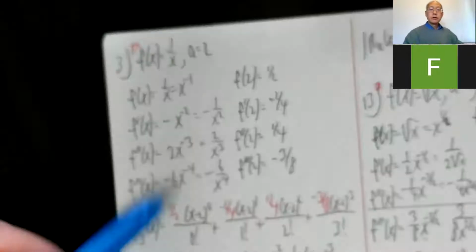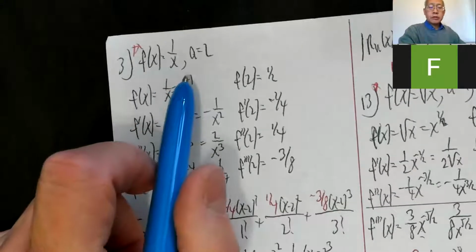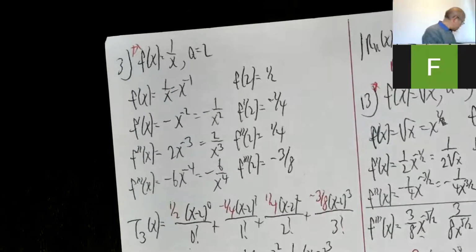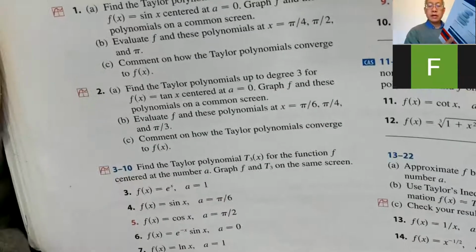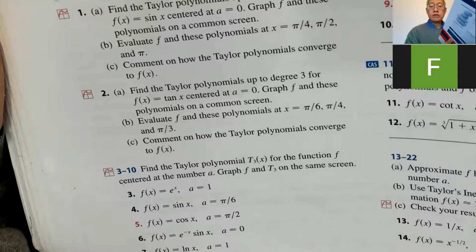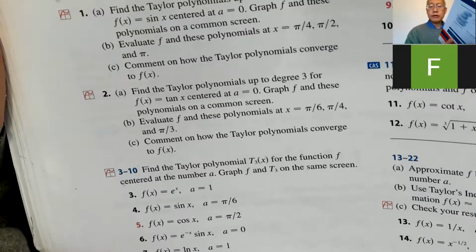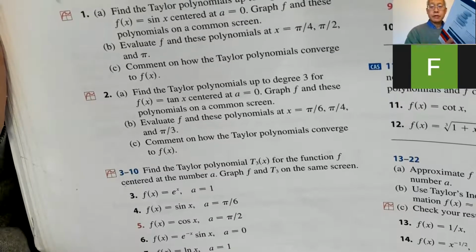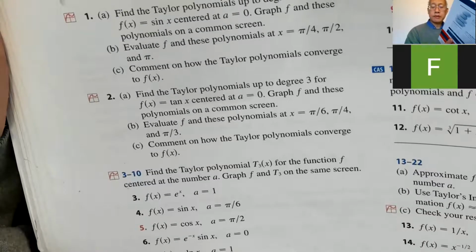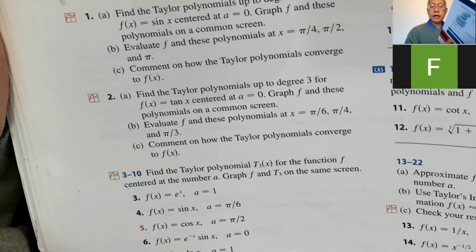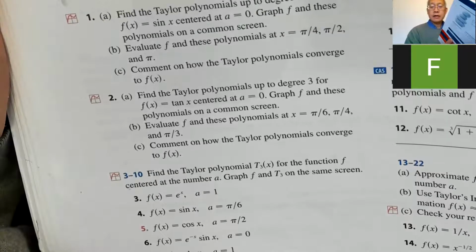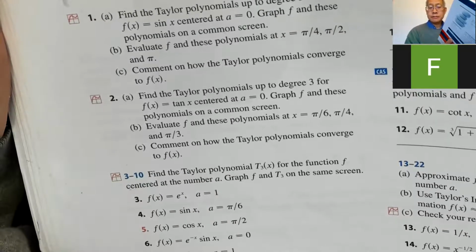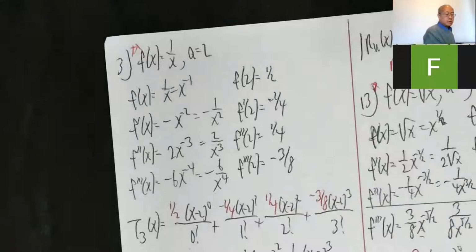Okay, f of x is 1 over x, a equals 2. The directions say find the Taylor polynomial T3, which means you need the first derivative, second derivative, third derivative. That's exactly what we were doing anyway, because we're holding to our rule of having at least 4 terms. Just before, we were putting dot, dot, dot. No, you're not putting dot, dot, dot here.